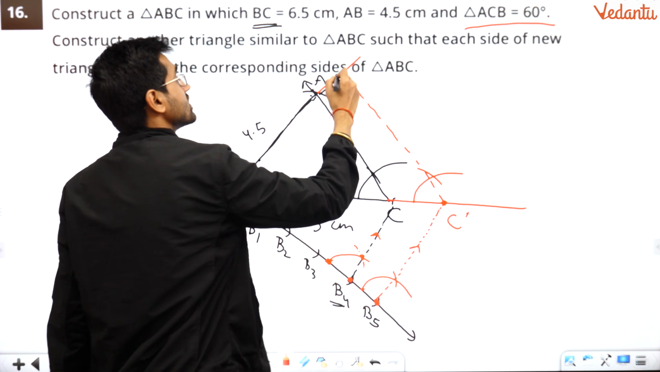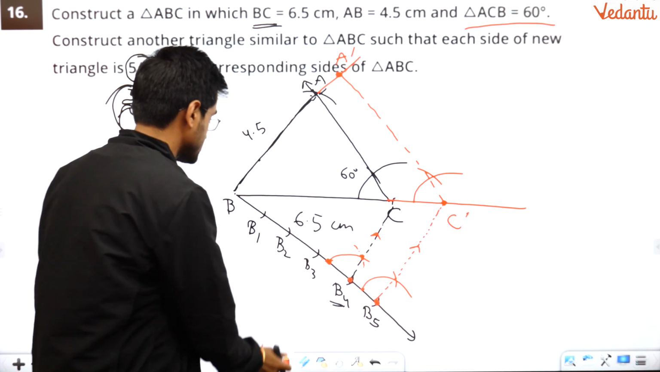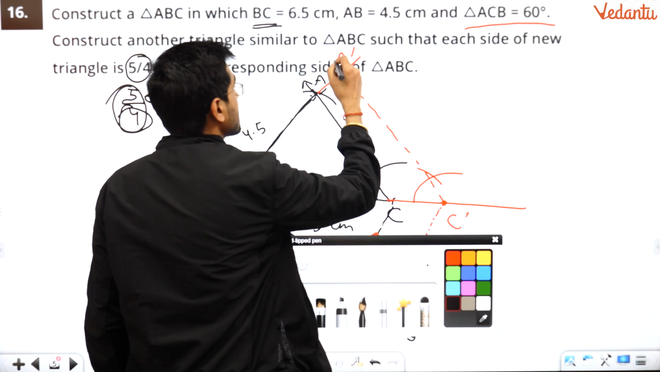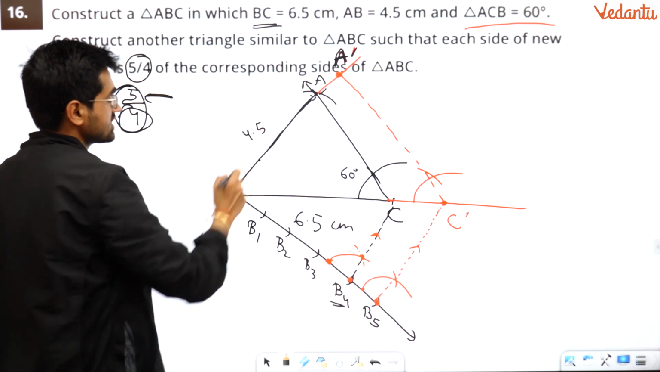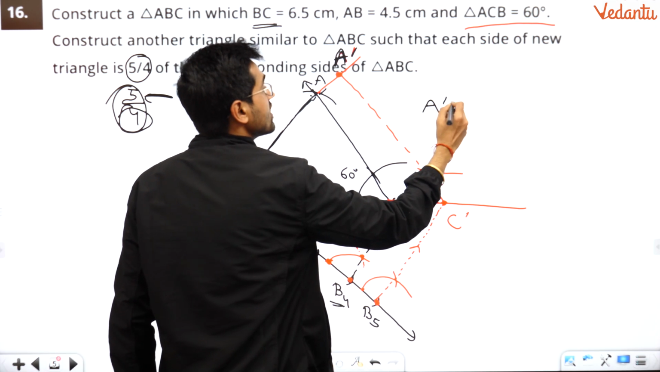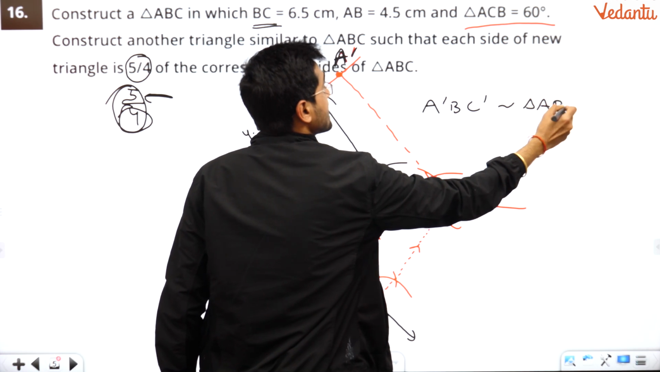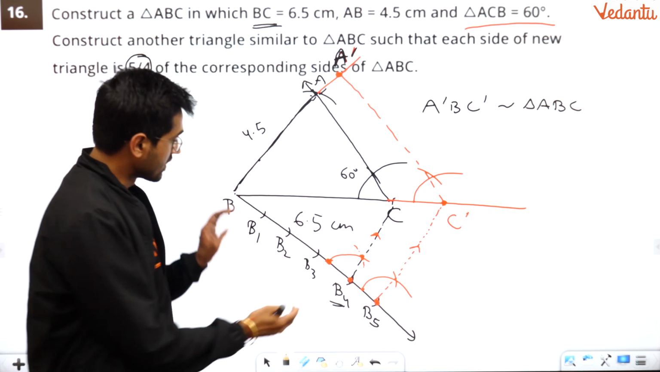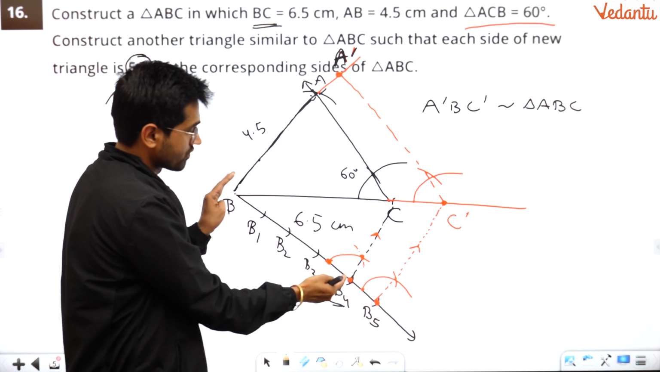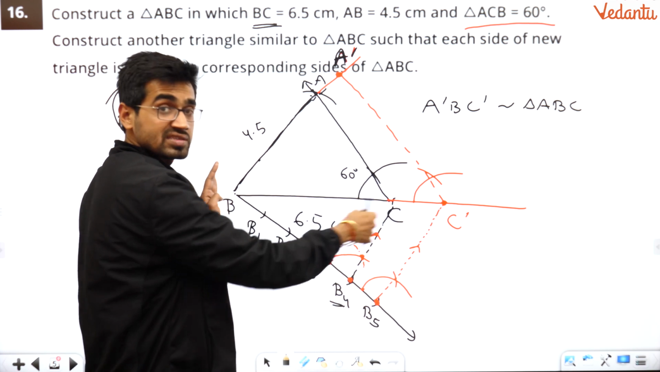Fine. Now extend this one. This is your A dash point. Do you have this A dash? Yes. So now what you have to do is A dash B C dash is your triangle, which is similar to triangle ABC, but the sides are 5 by 4. Obviously, see why. This is 5, this is 4. So this will be 5, this will be 4 because these are parallel, na? So this triangle is similar.